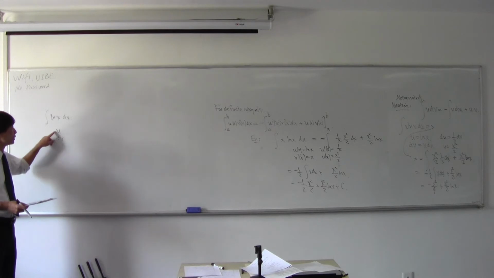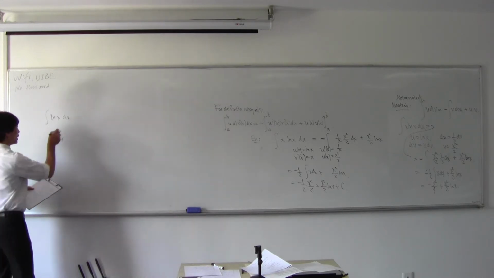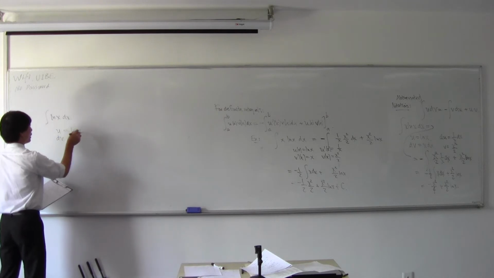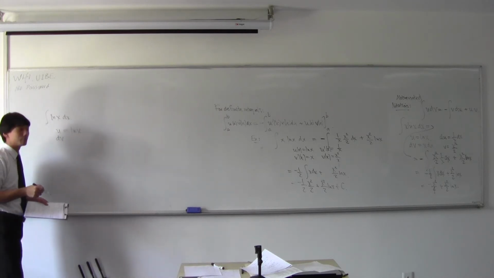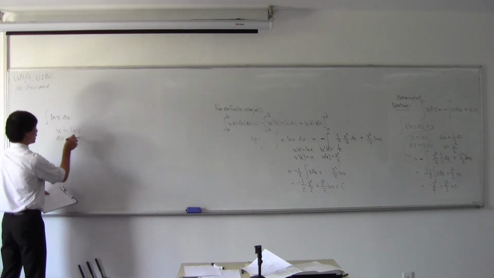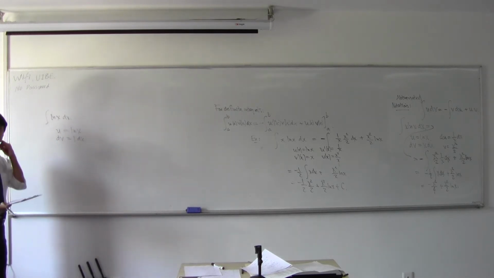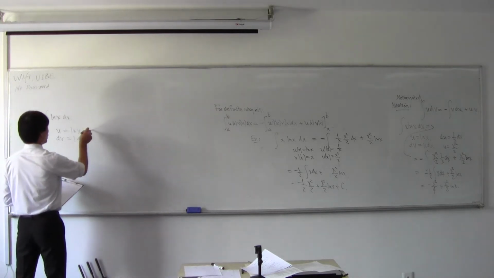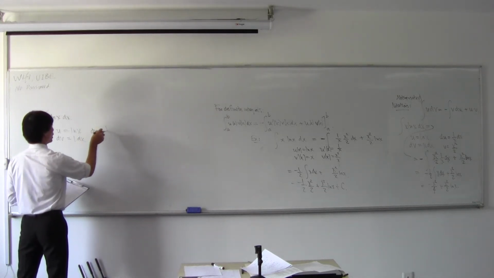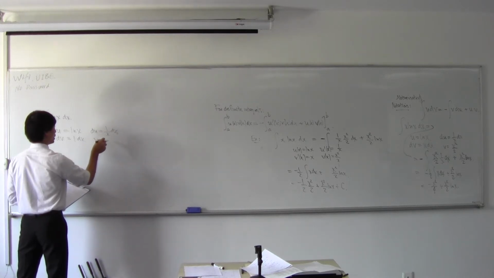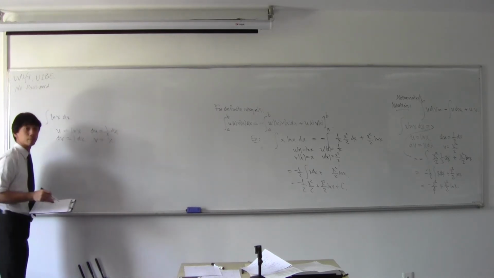So what are we going to choose as our u? Natural log. And what's going to be our dv? 1 dx. Okay. So then our du is going to be 1 over x dx, and our v is going to be x.